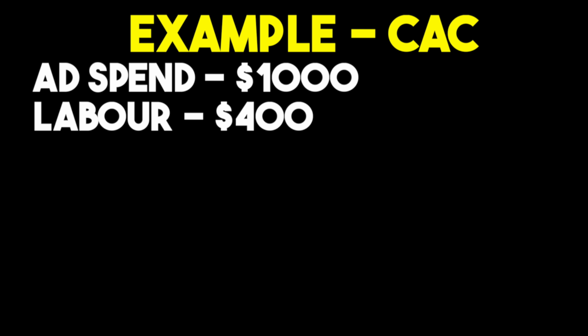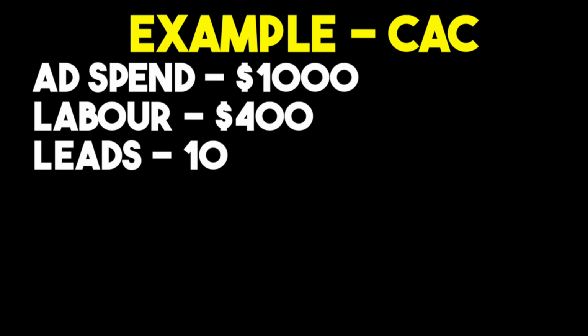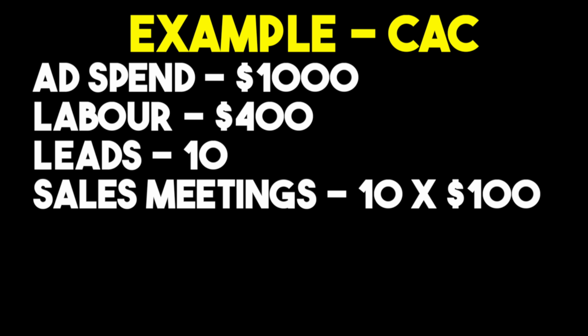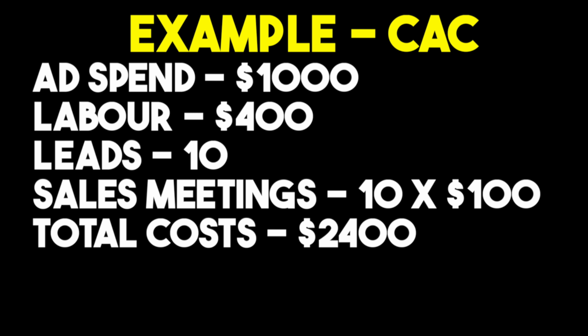So let's have a look at an example here. Maybe we've spent $1,000 on ads. We also have spent $400 on wage costs to produce these ads and to run these ads. And this generated for us 10 leads. Now, we can't just take that because we might not close all the leads. So let's say we have a sales meeting with each of those leads, which also costs us about $100 in labor costs to have the sales meeting. So all of a sudden, we now have $2,400 in costs. We have our $1,000 in ad spend. We have our $400 of labor costs to run our ads. We have our $1,000 of labor costs to have our sales meetings.